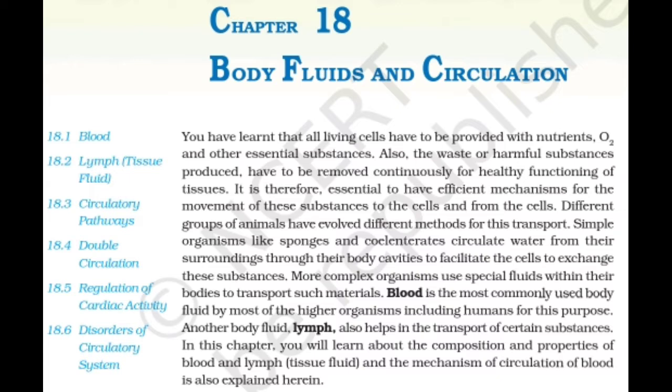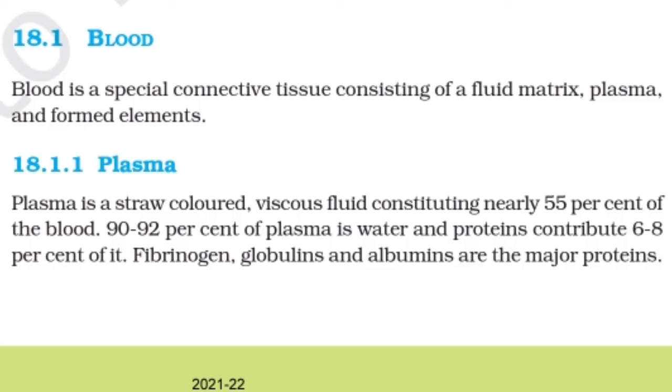Another body fluid, lymph, also helps in the transport of certain substances. In this chapter, you will learn about the composition and properties of blood and lymph (tissue fluid), and the mechanisms of circulation of blood are also explained herein. 18.1 Blood. Blood is a special connective tissue consisting of a fluid matrix, plasma and formed elements.